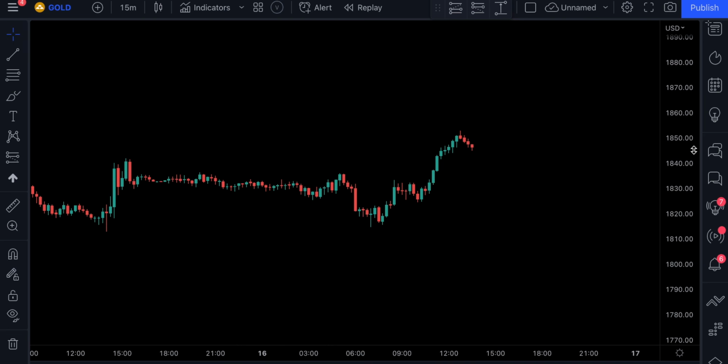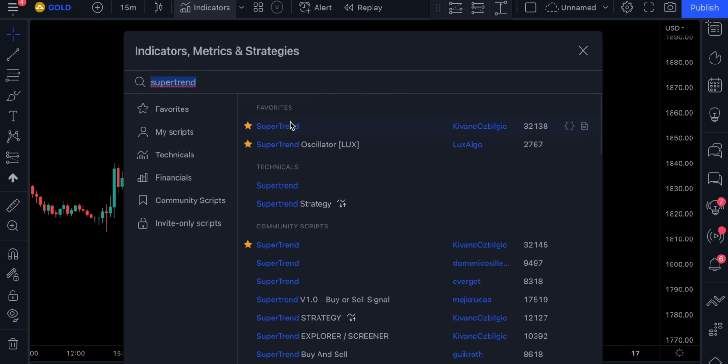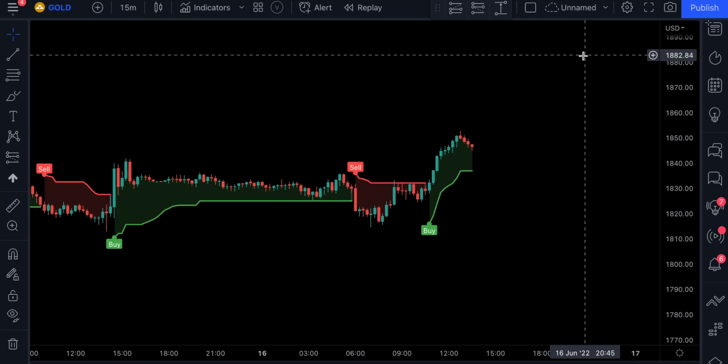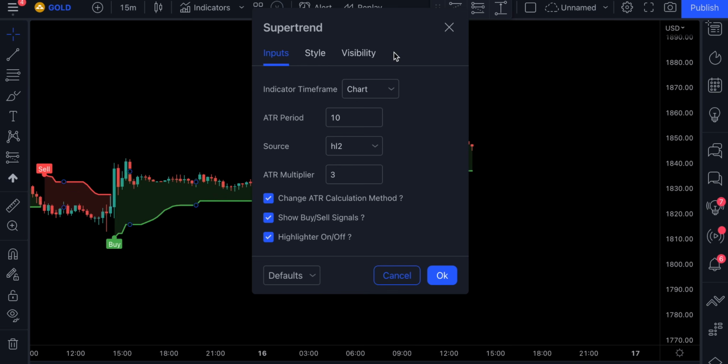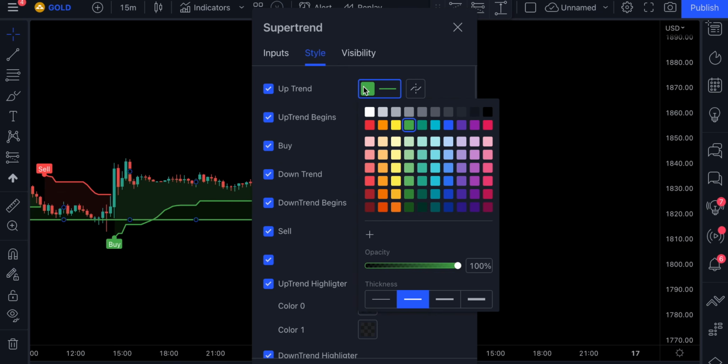Okay, I'm going to do my backtesting on the price of gold on a 15-minute chart, and now let's go ahead and add our indicators. So for this Supertrend strategy, we will need to add 2 Supertrend indicators. And now we need to change the settings on one of them. So we will need to change the ATR period from 10 to 20 and the ATR multiplier from 3 to 5. Let's also change the colors.